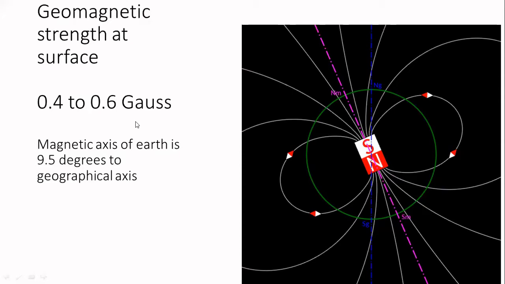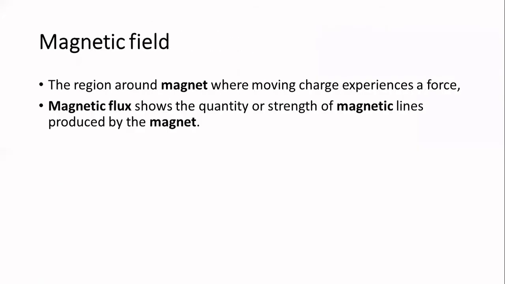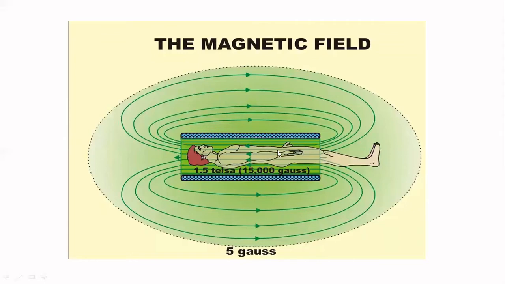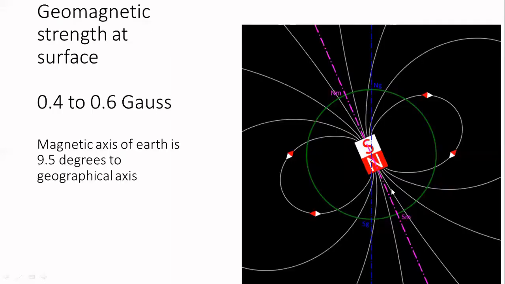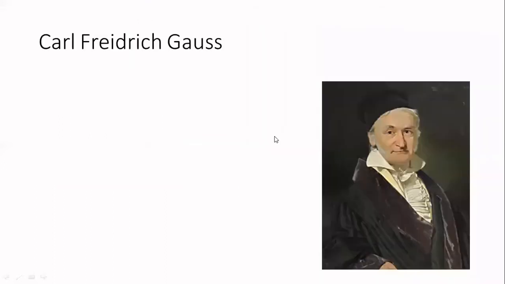Earlier, in the image we saw, in the bore of the magnet it was 15,000 Gauss, and outside it was 5 Gauss, and here on the surface of the Earth we are talking about 0.4 to 0.6 Gauss. So you can imagine how weak a magnet Earth is, but inside the Earth the magnetic strength is fairly large, while on the surface it is around 0.4 to 0.6 Gauss.